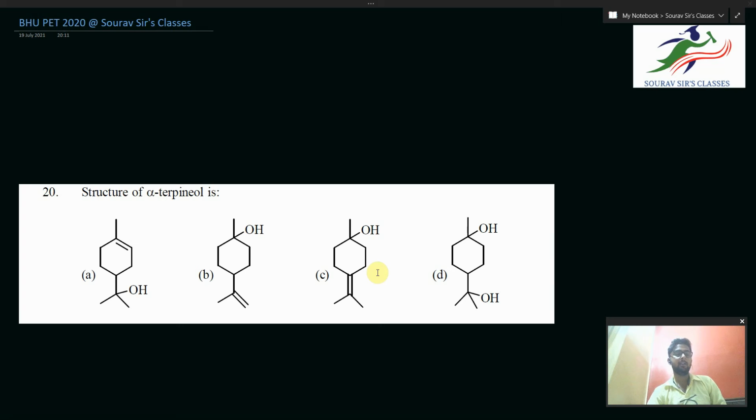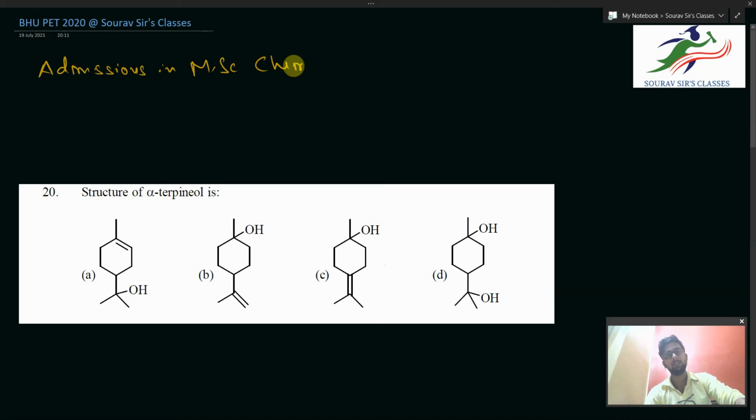So let us first discuss the topic, BHU PET 2020, what the paper is like, and what kind of exam that is. BHU PET is an exam conducted by Banaras Hindu University for admissions in MSc chemistry. Other subjects are there as well, but we are concerned with chemistry. So the BHU PET gives admission in MSc chemistry.